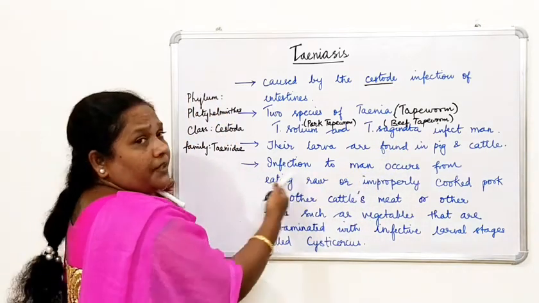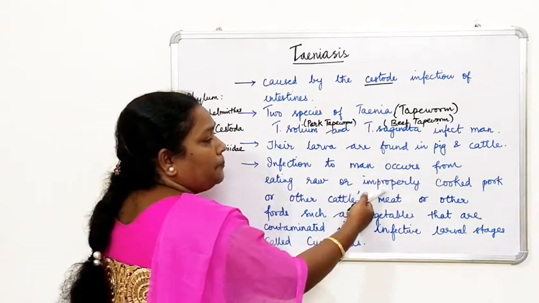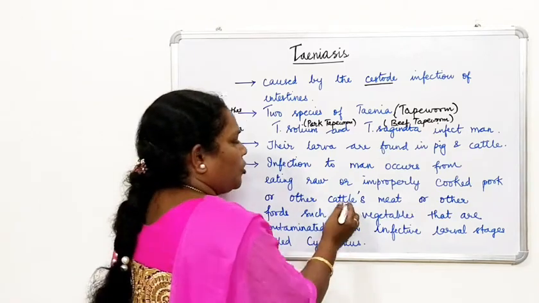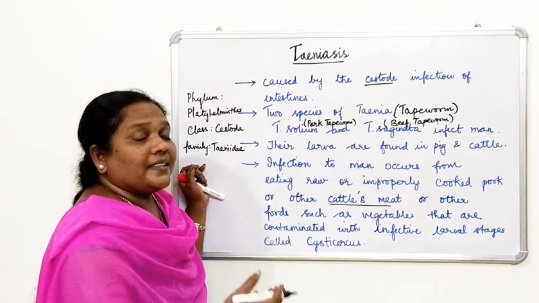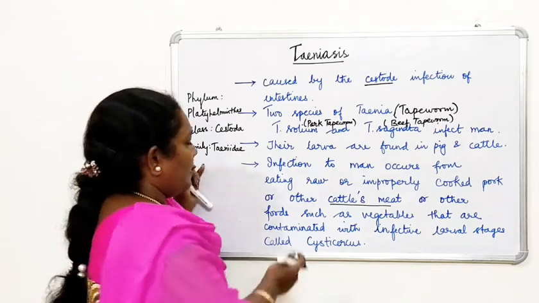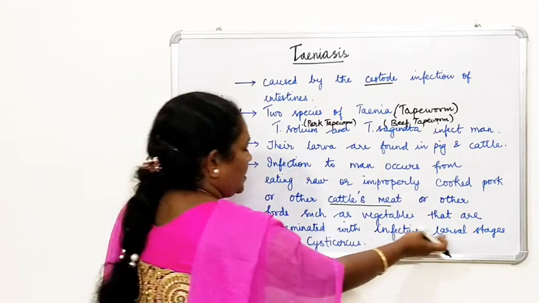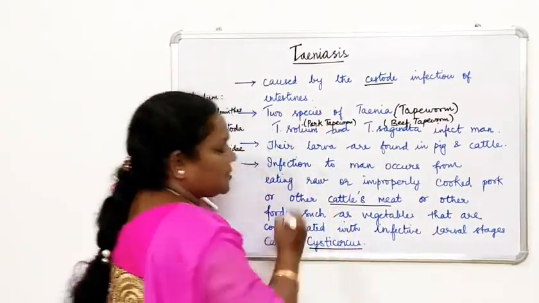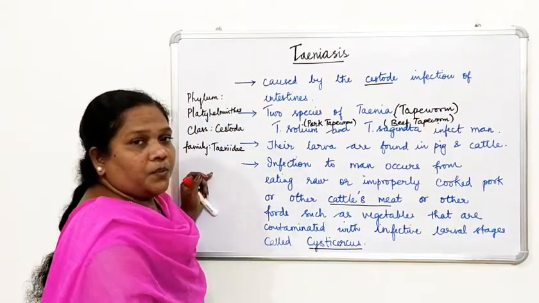And infection to man. So how does man get infected? It occurs from eating raw or improperly cooked pork. If any meat, even cattle's meat, is not cooked properly, man can very easily be infected when they eat this improperly cooked food. And other foods, such as vegetables, may get contaminated with infective larval stages. So what are these larval stages of Taenia? It is called cysticercus. This larval stage is normally found in a cyst, which lives in the intestine.